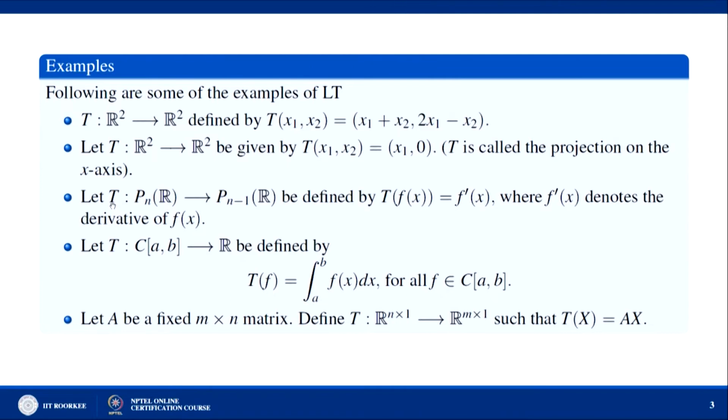So, now the third one is, we consider T from the set of all polynomials of degree less than or equal to n over the field R to all polynomials of degree less than or equal to n minus 1 over R, defined by T of f(x) equal to f dash x. Now, this T is also called the differential operator, where f dash denotes the derivative of f(x). Now, this is also a linear map. How is it a linear map? You can simply see here, we have defined T of f(x) as f dash x, where f dash x is nothing but the derivative of f(x).